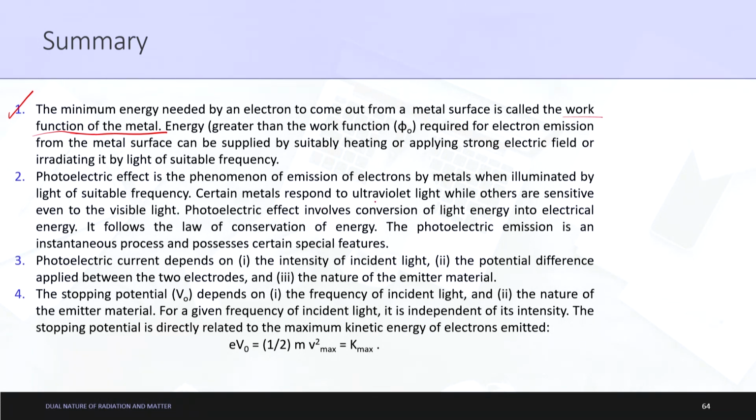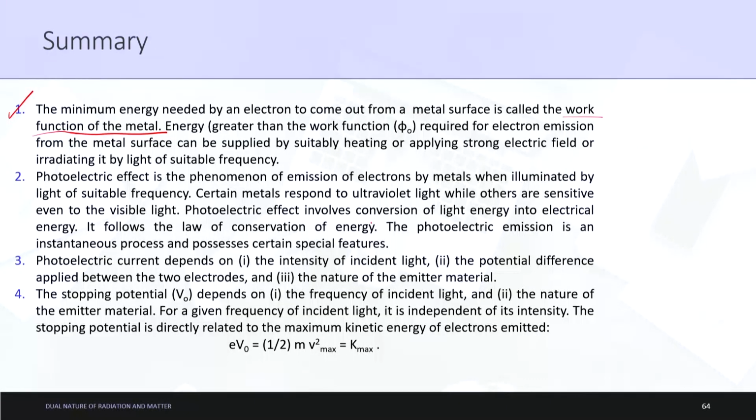Certain metals respond to ultraviolet light while others are sensitive even to visible light. I also explained, using a table, that some metals have a very low value of work function and some have a very high value of work function. Photoelectric effect involves conversion of light energy into electrical energy. It follows the law of conservation of energy. The photoelectric emission is an instantaneous process and possesses certain special features.